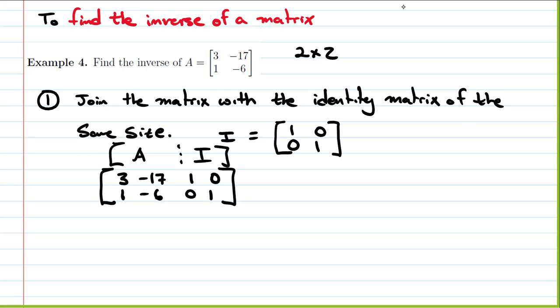So we make our original matrix here, the identity matrix of the same size on the other side. So we now have an n by 2n matrix. So we had a 2 by 2 matrix, so now we have a 2 by 4 matrix.